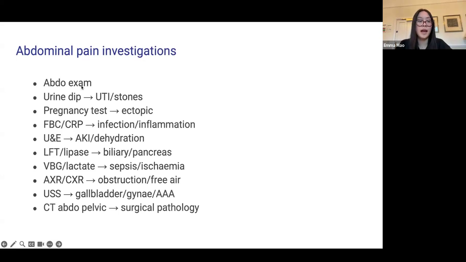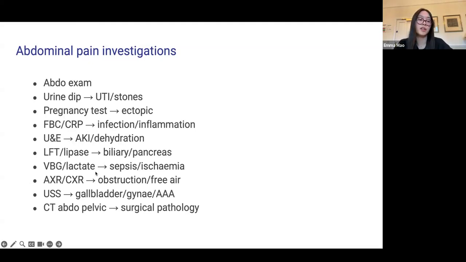So you would want to do an abdo exam, urine dip to check for UTI or any stones. So if there's any tiny bit of blood in there and they're not a woman, then could be stones irritating the ureters. Pregnancy test to rule out ectopic pregnancy, FBC, CRP just to check for infection or inflammation markers, LFTs, lipase, VBG and lactate is useful for if there's any sepsis or ischemia. Lactate is raised in both of these.